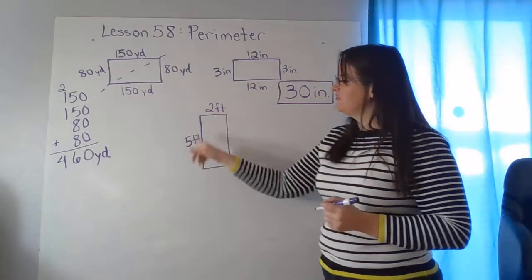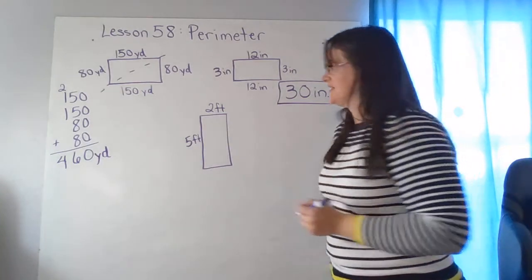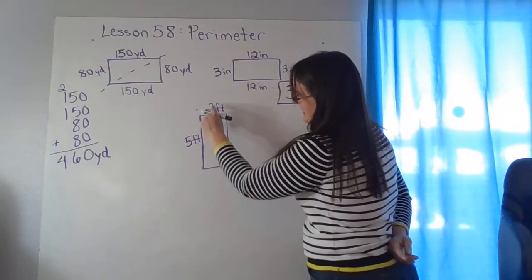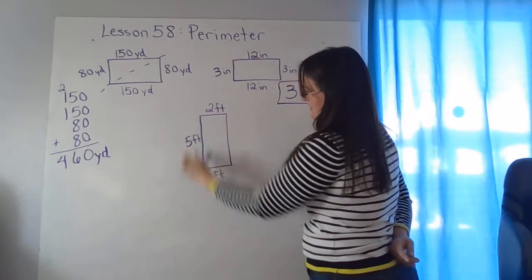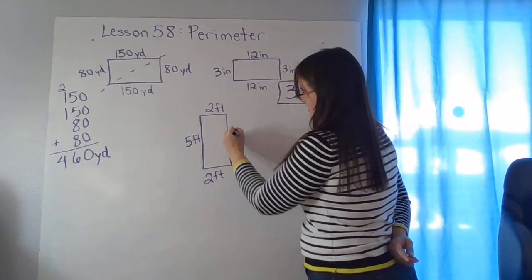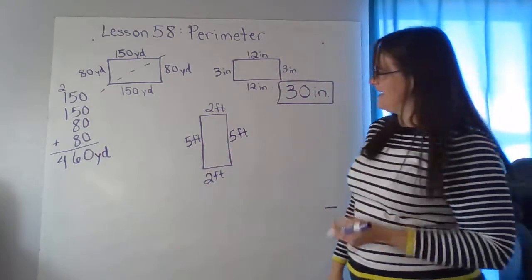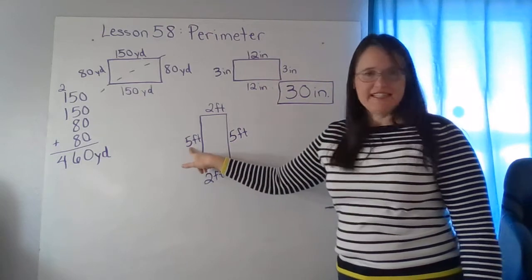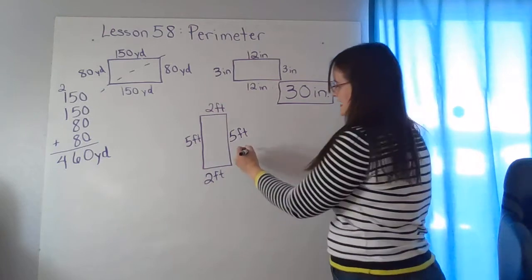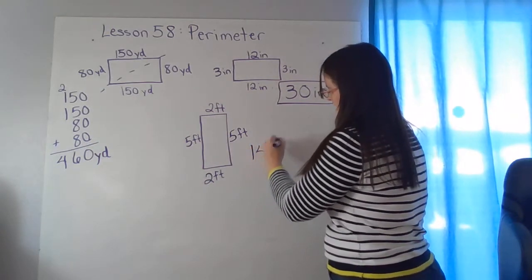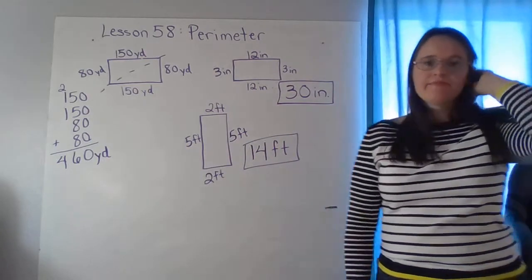So here I have 2 feet and 5 feet. It's a good idea to label all the sides. So it's a rectangle. If this is 2 feet, I know this is also 2 feet. If this is 5 feet, I know this is also 5 feet. And these are pretty easy numbers. I can do these in my head too. 5, 10, plus 2 is 12, plus 2 is 14. 14 feet would be my answer here.